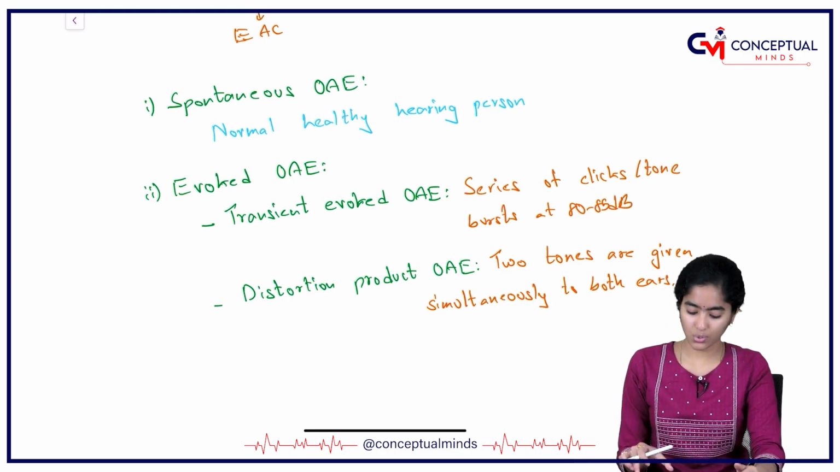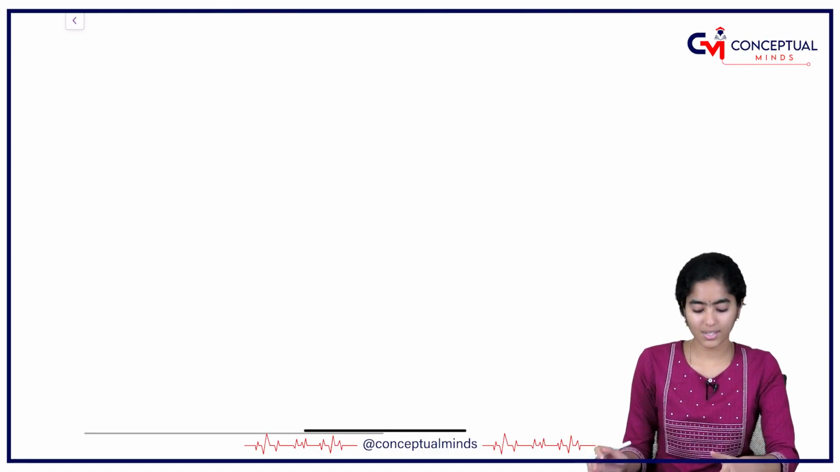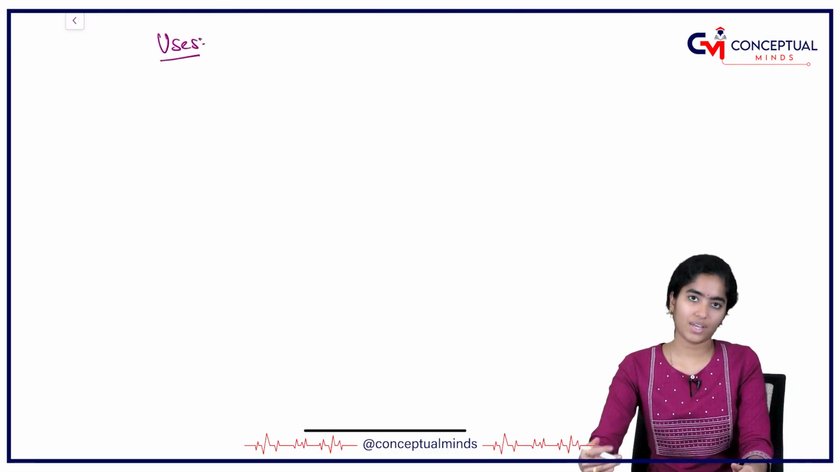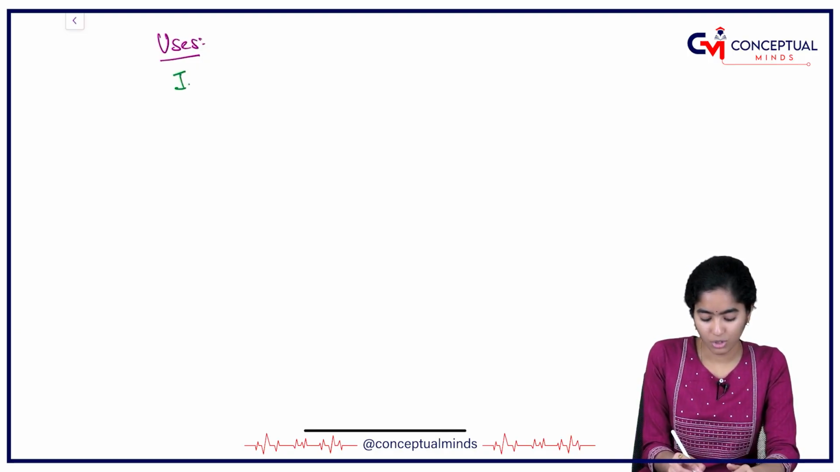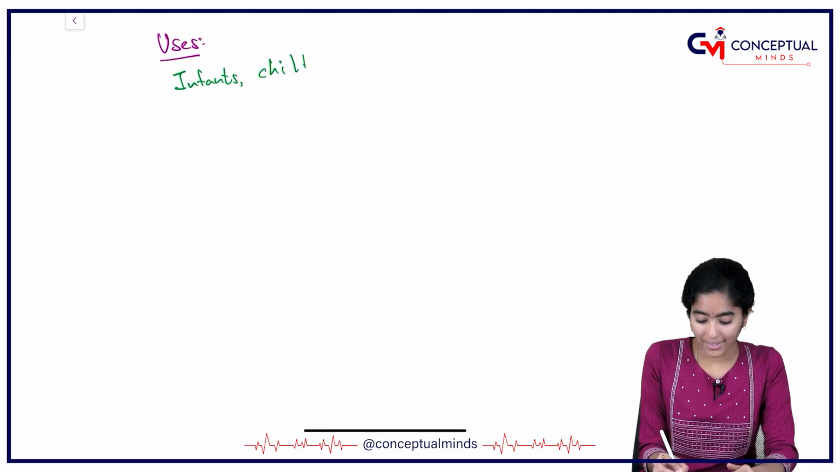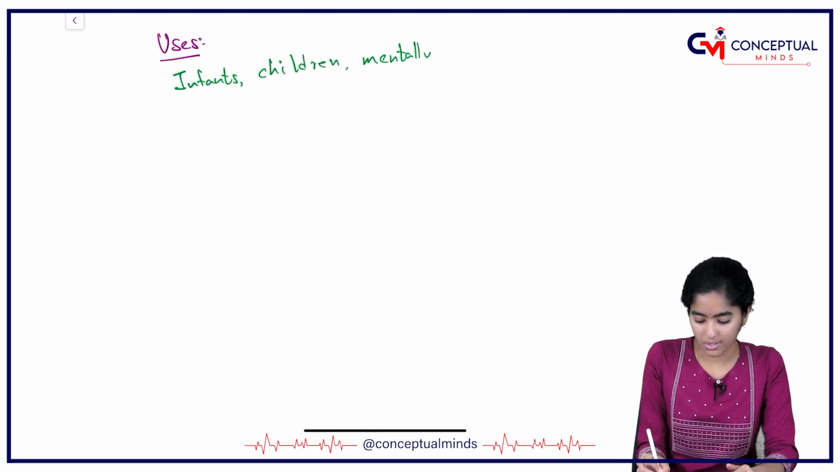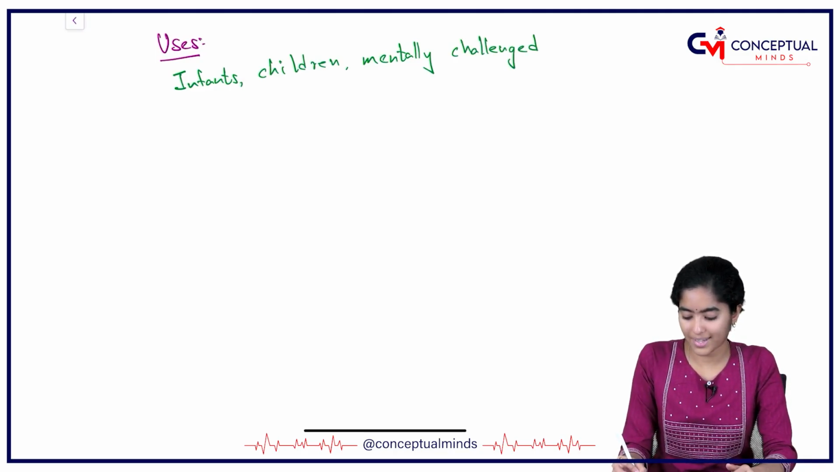Now let us see the uses of otoacoustic emissions. This is also an objective test. So as we have studied earlier, it is useful to identify hearing loss in infants, children, uncooperative adults, mentally challenged individuals, and also in malingerers. Any objective test has all these advantages.